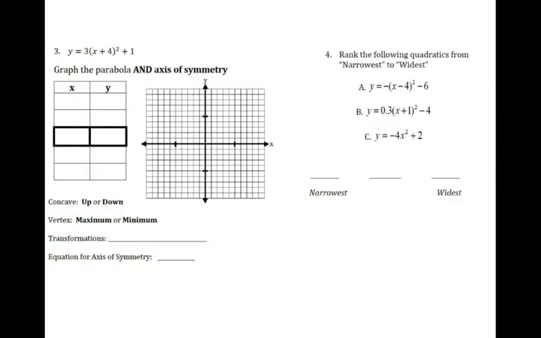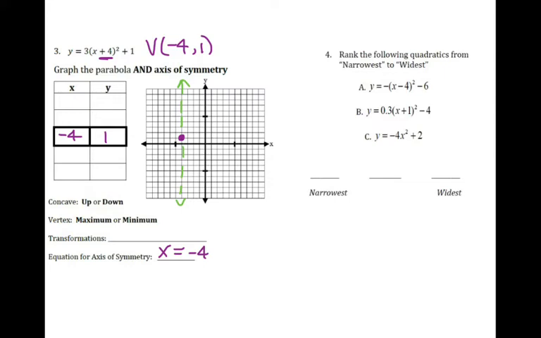All right, one more. So again, I'm going to start by finding my vertex. I'm going to take the opposite. So that's negative 4, positive 1. I'm going to go ahead and plot my vertex, negative 4, 1. I can graph my axis of symmetry through my vertex. And the equation for my axis of symmetry is going to be x equals negative 4, since it always matches the x-coordinate of your vertex.